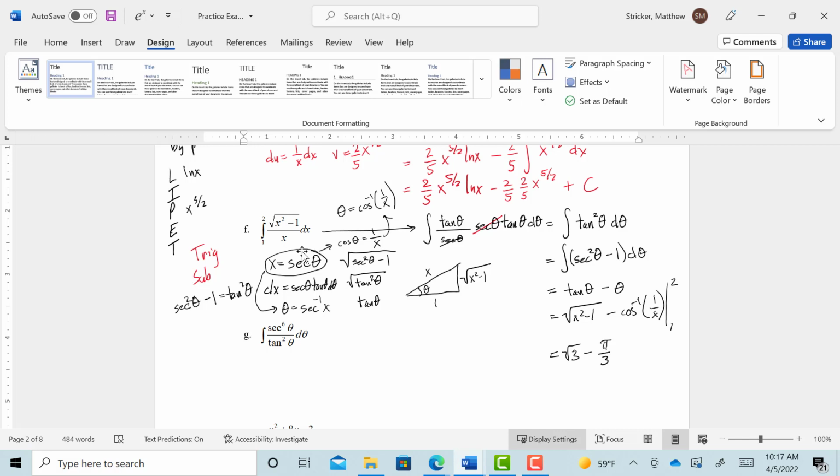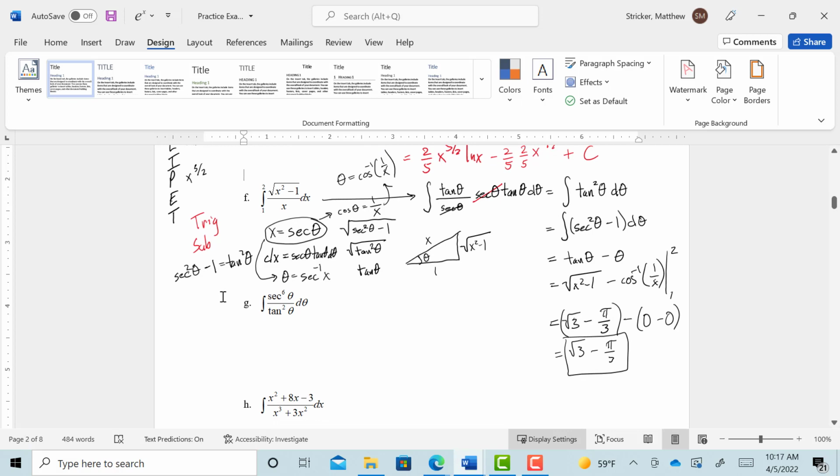And then when we plug in 1, we get the square root of 1 squared minus 1, which is 0, minus the inverse cosine of 1. 1 over 1 is 1. Inverse cosine of 1 is equal to 0. So this is going to be just root 3 minus pi over 3. So that's that one. All right, moving on to G.